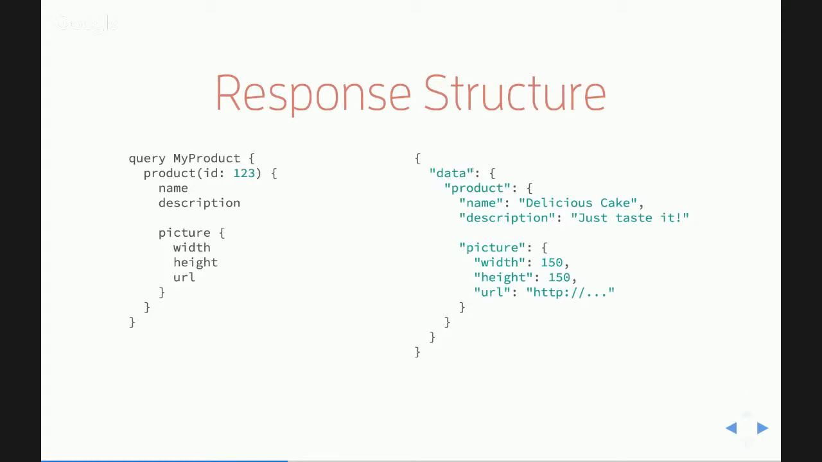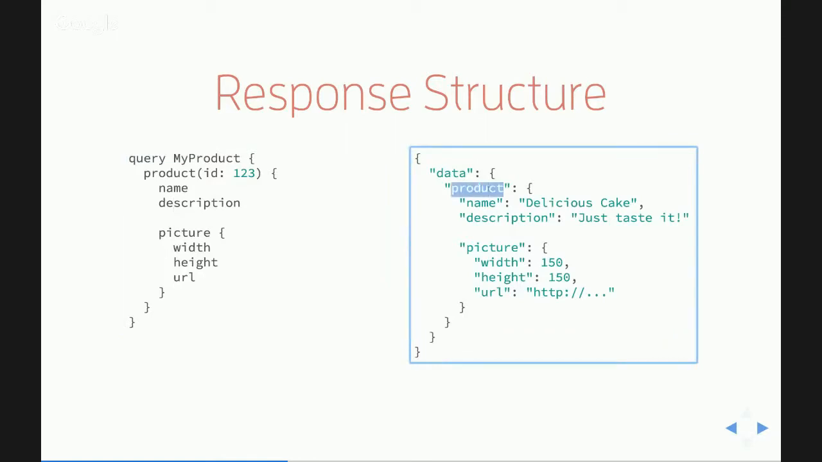An important thing in GraphQL, a fundamental part of GraphQL, is that your request always mirrors the response structure. As you can see here, I ask for a product with the name and description, with the picture, with size and height of this picture and URL. And what I get back as a response is actually the same kind of structure. So I get a product in response, which has name and description properties and a picture. And this is a nice aspect because you don't need to guess what the response would be, because you sent a query and you already know the structure of the response.